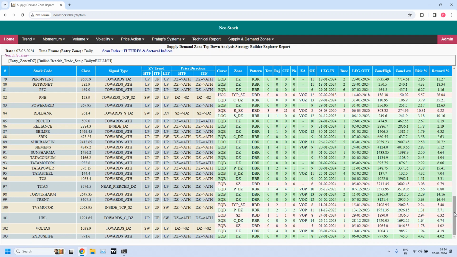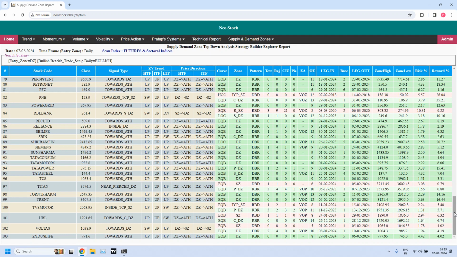Around 184 stocks are listed in the F&O segment. Apart from that, I think 183 stocks. Apart from that, we have 17 indices also. Indices and sectors. All these are what we are analyzing.